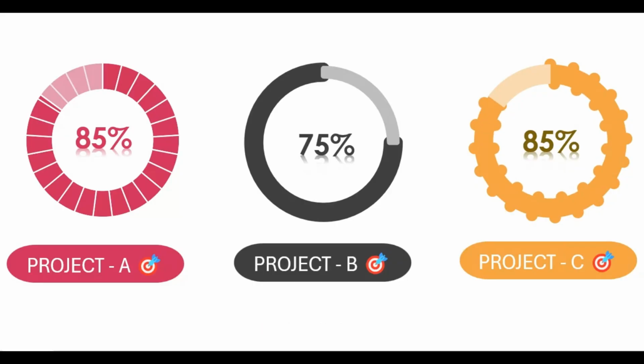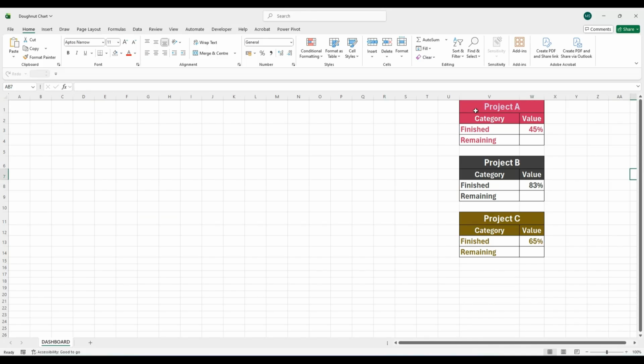Now let's begin with the tutorial. As you can see, we have the sample data for Project A, Project B, and Project C. We have finished percentage already in place for each project. Now we will calculate the remaining percentage.